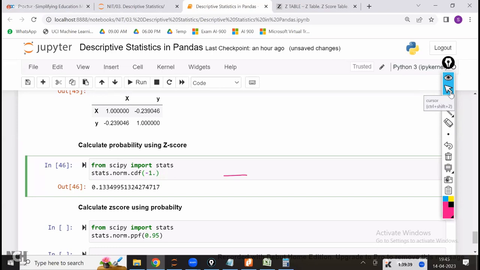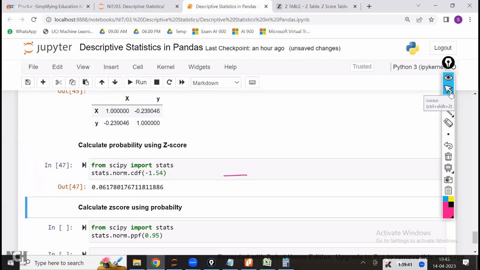Minus 1.54. Right? Same answer you have got. Both will be the same. From that only this one was created. From the Z table, this was created. In companies, we will use this one, not the Z table. We will not open the Z table. Why have we opened the Z table and done this?